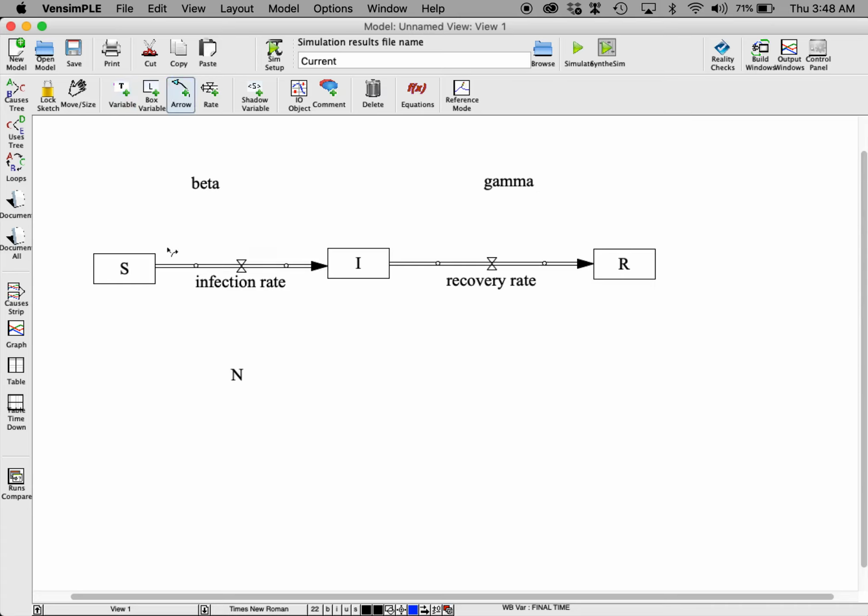Next, we choose the arrow variable and we tell the infection rate that it depends on S, I, N, and beta. Likewise, we tell the recovery rate that it depends on I and a rate constant gamma. It's a simple first order process.